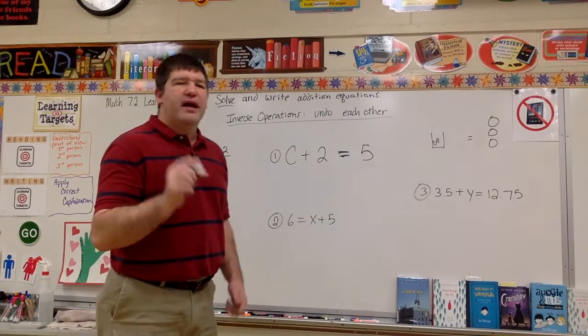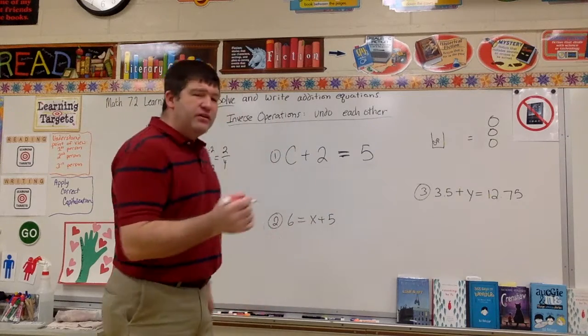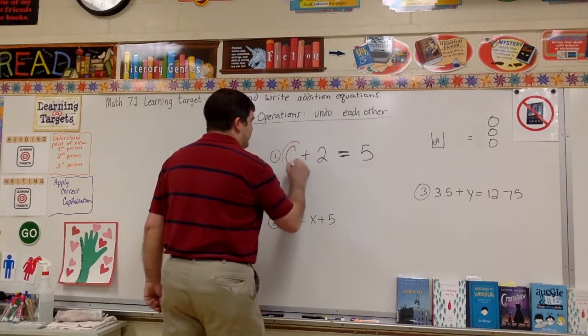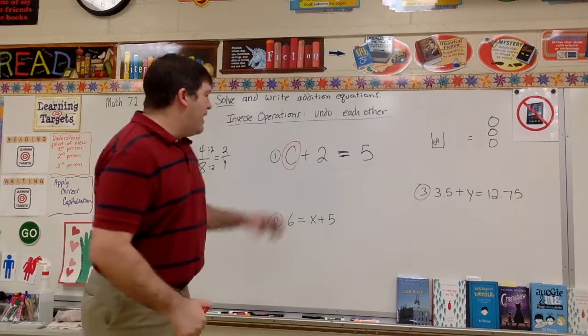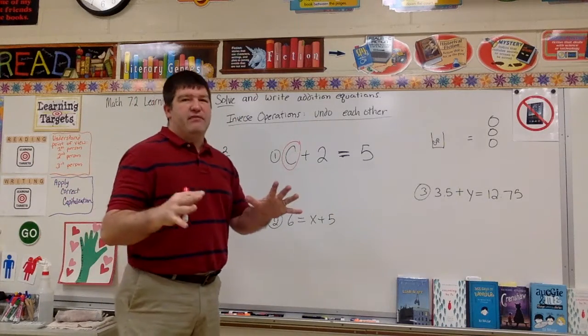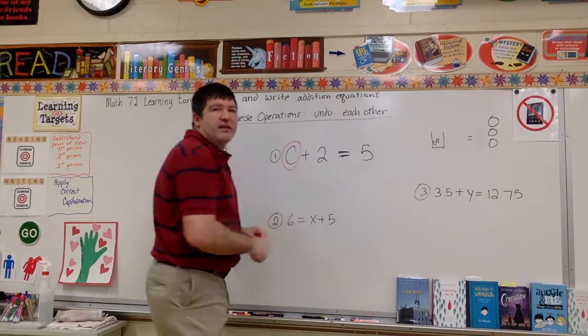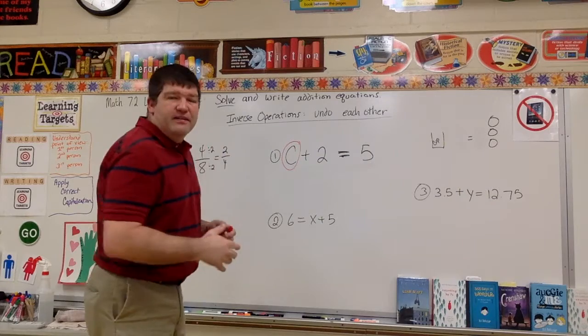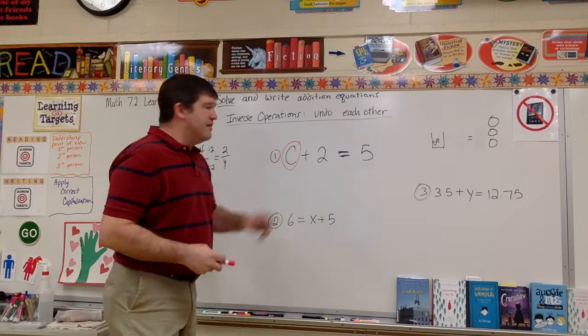Okay, here's what I like to do. I circle the variable. Okay, so I circle C. I want to get this all by itself. I want C equals some number. Then I'll know exactly what C is. I might even say I'm solving for C. I want to see what C is.